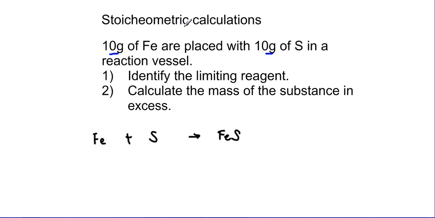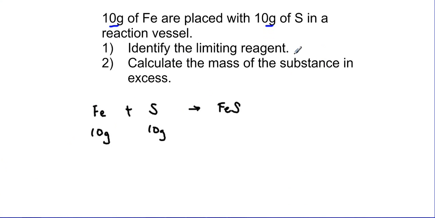FeS. Now here, after writing the balanced equation, we must write the relevant parts. We are given 10 grams of iron and 10 grams of sulfur. And in number one, they are asking us to identify the limiting reagent. Now the limiting reagent is the one that will get finished first. Now how do we figure that out?